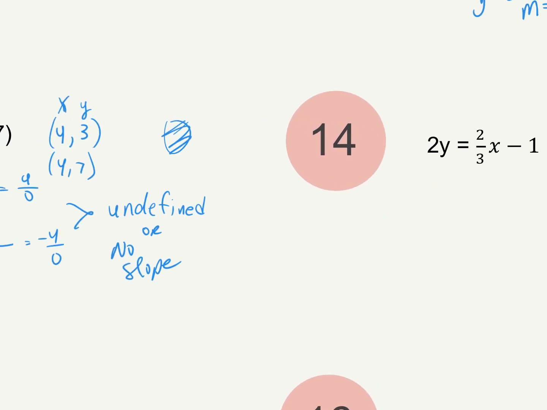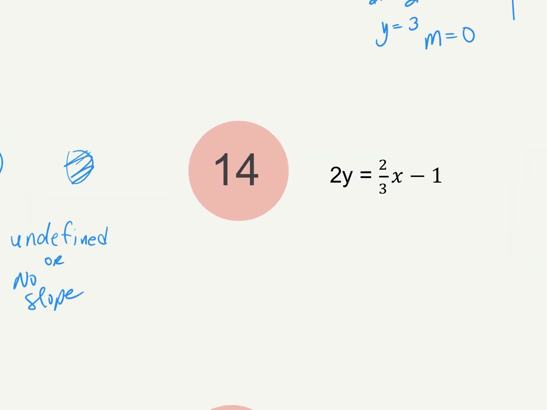All right, look at 14. Say we don't like fractions. We don't want to deal with fractions. What could we do to the whole equation? You could multiply everything by 3, because some of you are just like, oh, I don't like dividing by fractions. So if I multiply everything by 3, this becomes 6y equals 2x minus 3, correct?